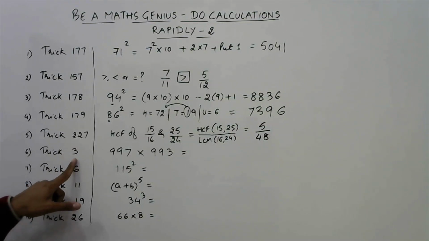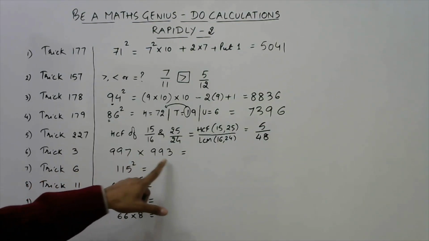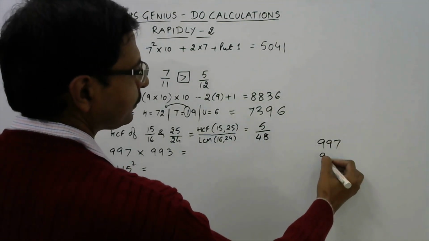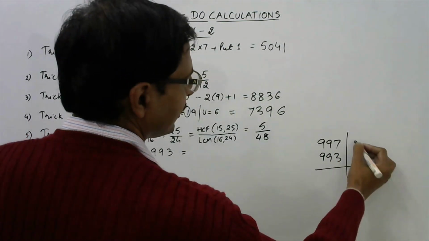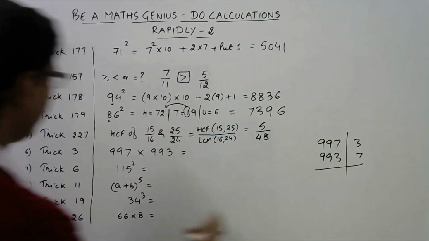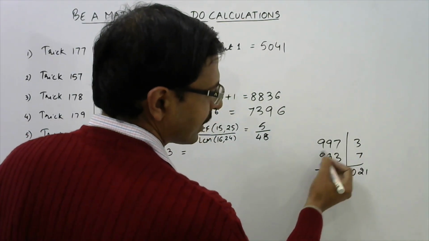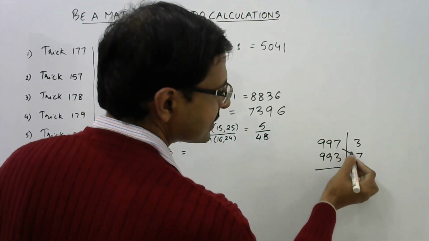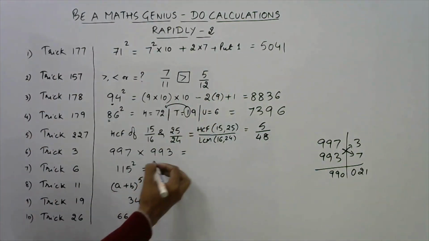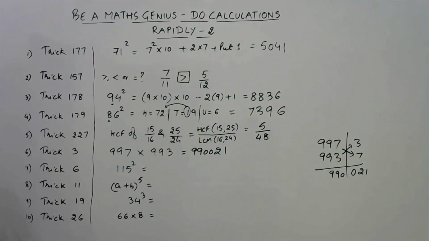Trick number 3 deals with finding the product of numbers which are close to a round figure, like these two numbers close to 1000. So you can do this very easily. I'm just solving it to tell you the method, and you can see the detailed video in trick number 3. 7 3s are 21, but we need to put zeros because they are close to 1000. Now subtract like this or like this, you get 990. So 990021 is the answer.